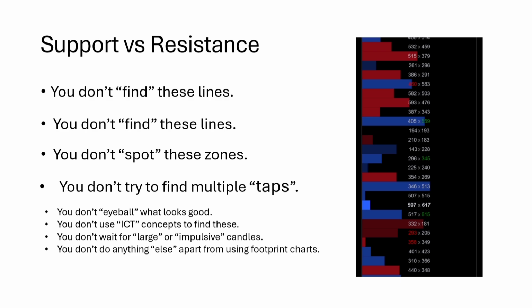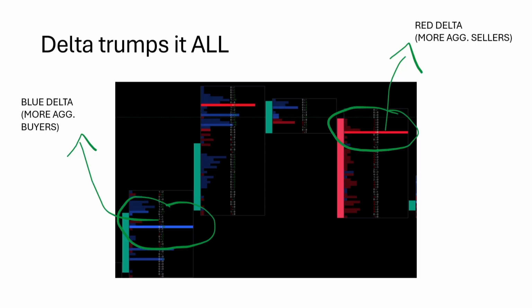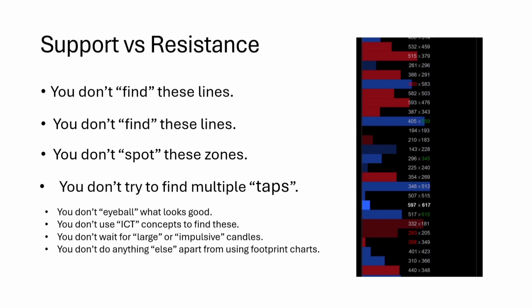You don't use anything else apart from footprint charts, because footprint charts tell you who's in control between buyers and sellers. And if sellers are in control, it's a resistance. If buyers are in control, it's a support. That's it. That's all you need to do.